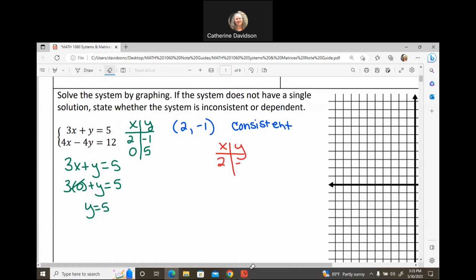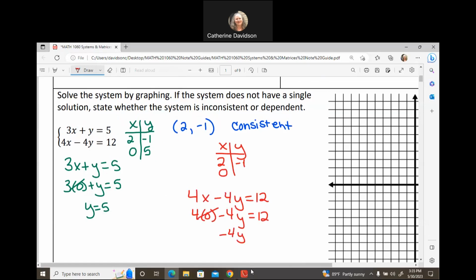Get a little bit clearer, because that's the point they have in common. Let's try plugging in 0 for x again and see if that's going to work out for us. We don't want a fraction.